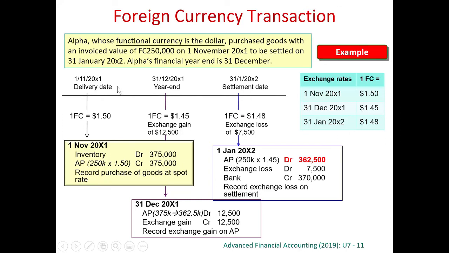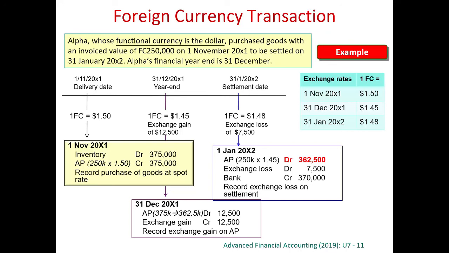At the year end, 31st of December, the exchange rate is 1.45. Therefore, 250,000 FC times 1.45 will be $362,500. So in terms of dollar, the accounts payable go down because the exchange rate goes down, right? Therefore, we have to write down the accounts payable. It should be 362,500. So we debit accounts payable $12,500 to bring it down to $362,500.